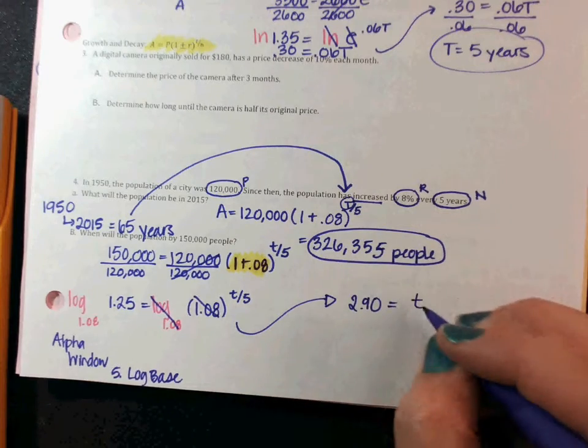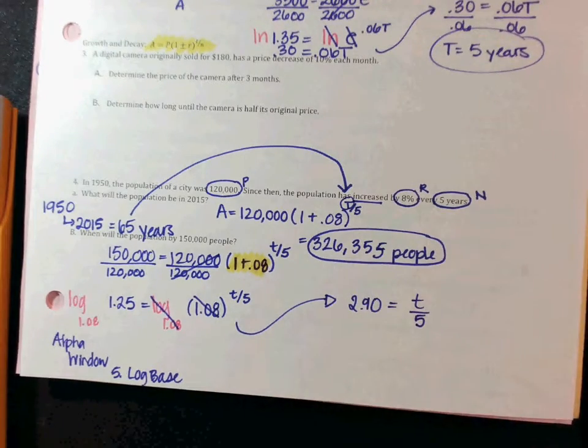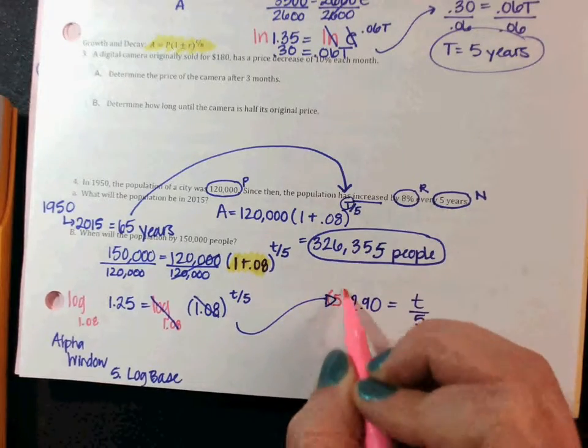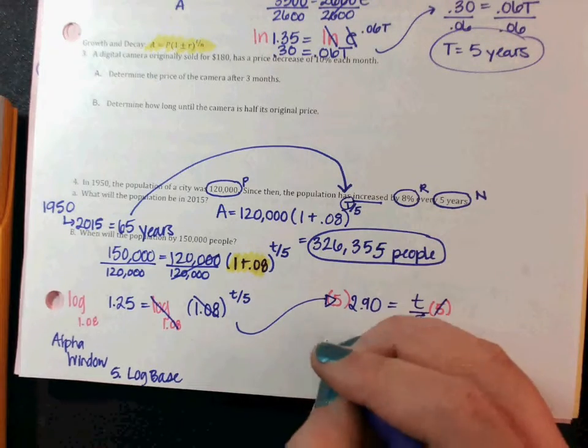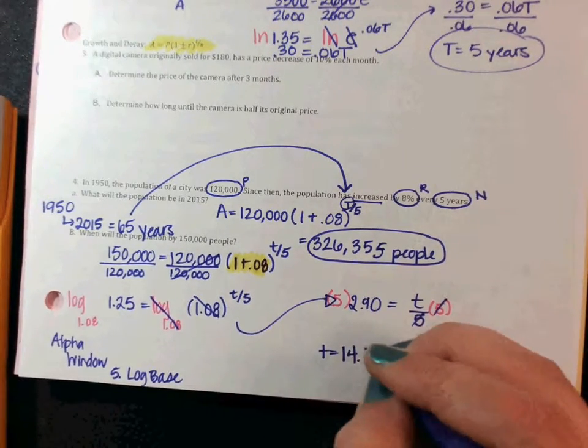And then my t is still over 5. How do we get rid of the over 5? Multiply by 5 here. Multiply by 5 here. And then your 5's crossed out and you have your answer. So remember that if there's over a number at the end, you just times by it to get rid of it. 2.90 times 5 gives me how many years? 14.5 years. Good, 14.5 years.